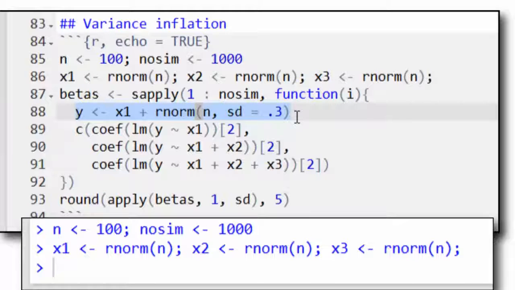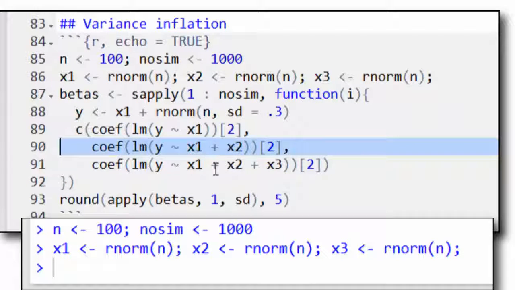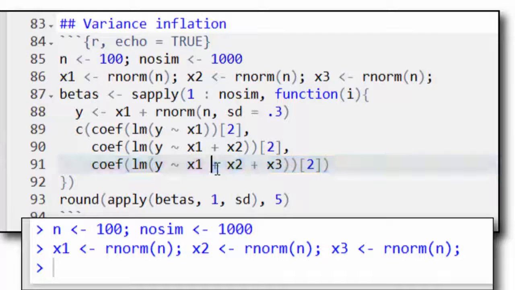And then I'm going to look at the standard error for the x1 variable for the model that just includes x1, the model that includes x1 and x2, that's this one, and the model that includes x1 and x3. And I'm going to do that over and over again, and I'm going to look at the standard deviation of the simulated estimated coefficients. Now the reason I'm doing this by simulation is because the variance inflation occurs on the actual standard errors, not the estimated standard errors.